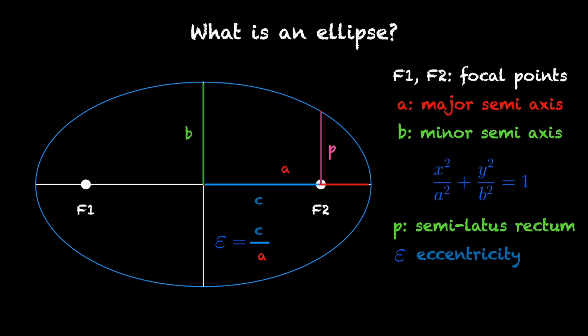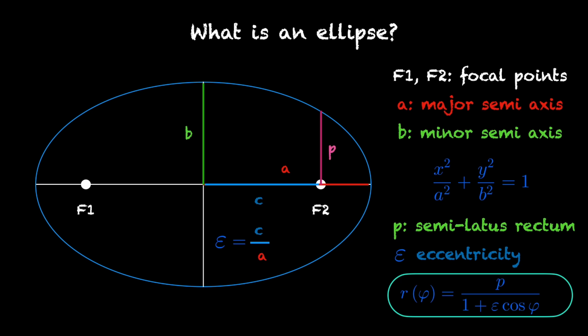Together with P and epsilon, we are able to express an ellipse in polar coordinates, which will come in handy later. So this last equation for an ellipse is the one we are working with in this video. Let me know in the comments if you want to see a derivation of this polar form of an ellipse.